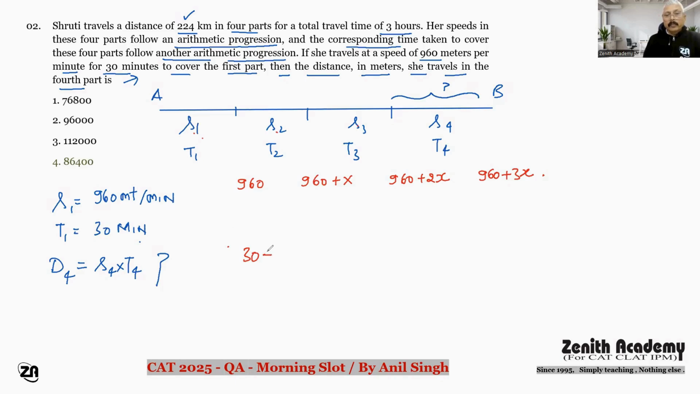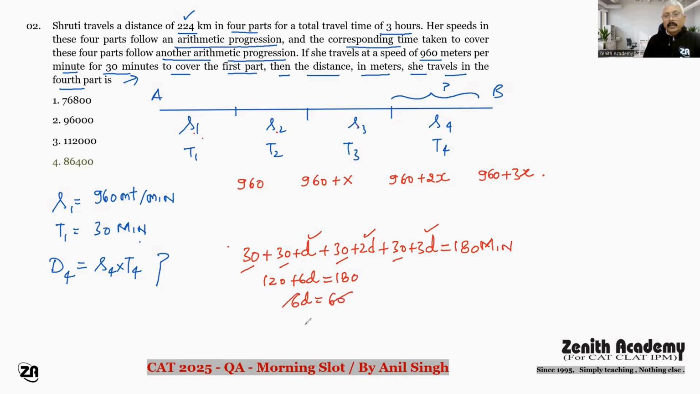then 30 plus D, another common difference, and this is 30 plus 2D and 30 plus 3D is equal to 3 hours, means 180 minutes. So it is very simple. 1, 2, 3, 4 means 120. D, 2D, 3D, 6D is equal to 180. 180 minus 120, 60. 6D is equal to 60. So D is 10. So D is 10 minutes.